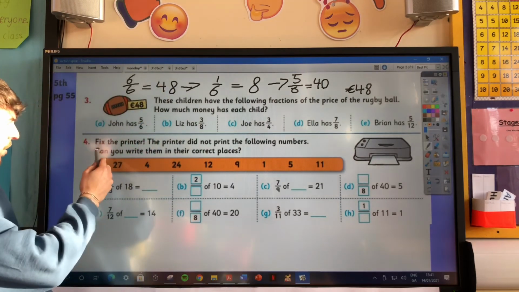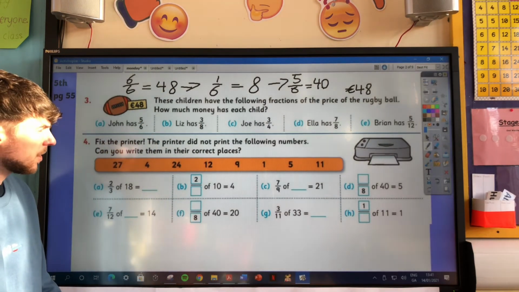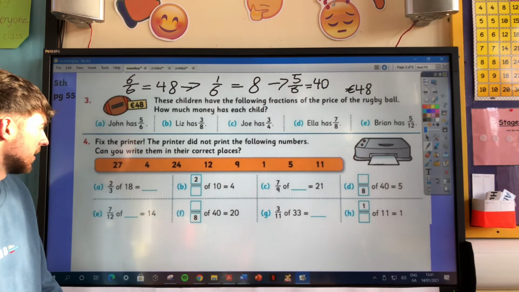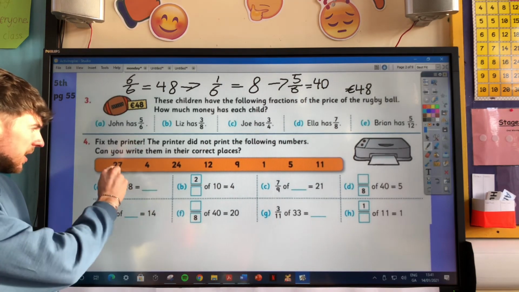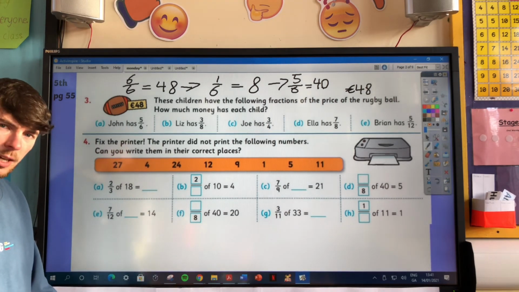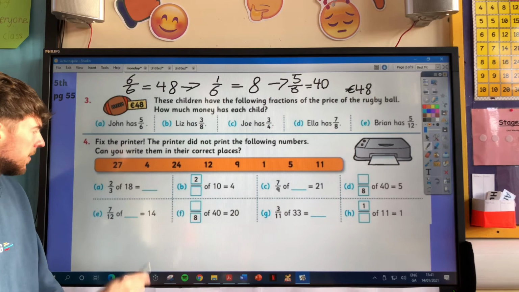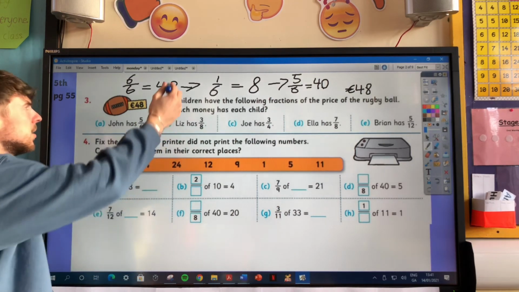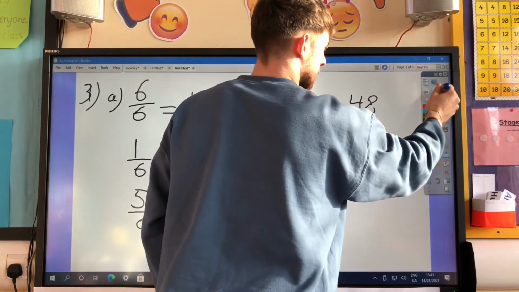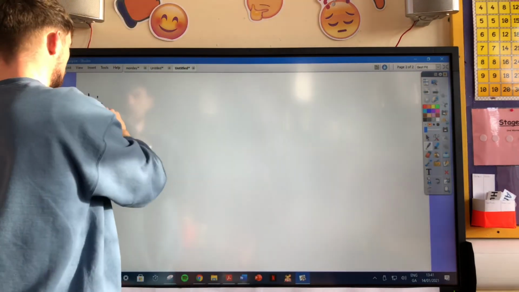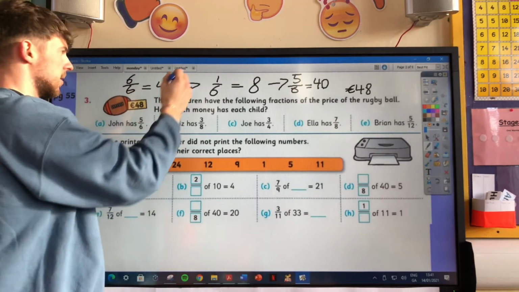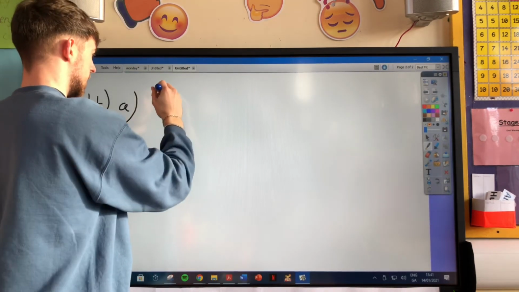And then here we have to fix the printer. The printer did not print the following numbers. Can you write them in their correct places? We have to put these numbers in here. What I want you to do is write it out just like we did in the last one. It'll be question 4, question 4A.